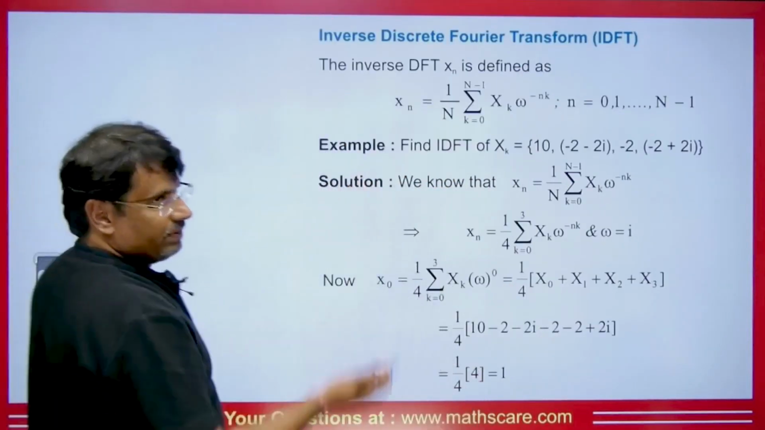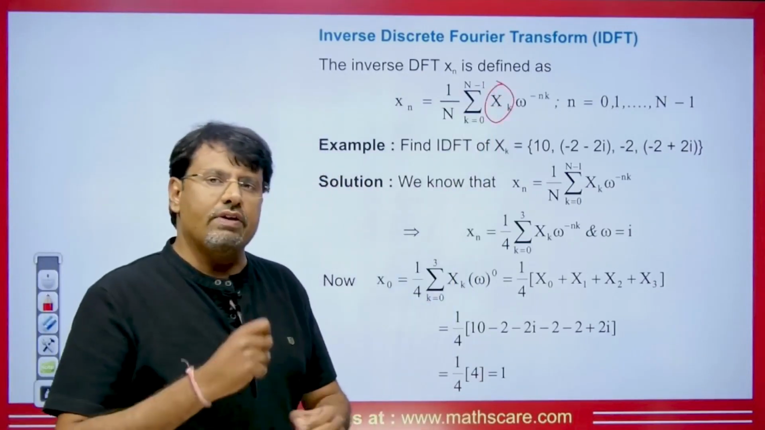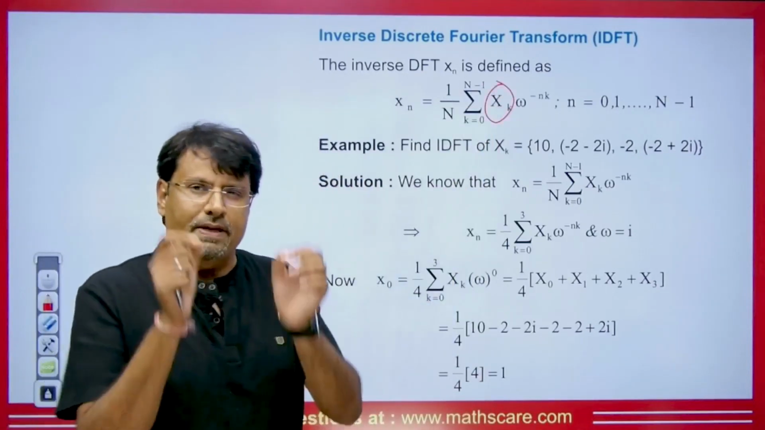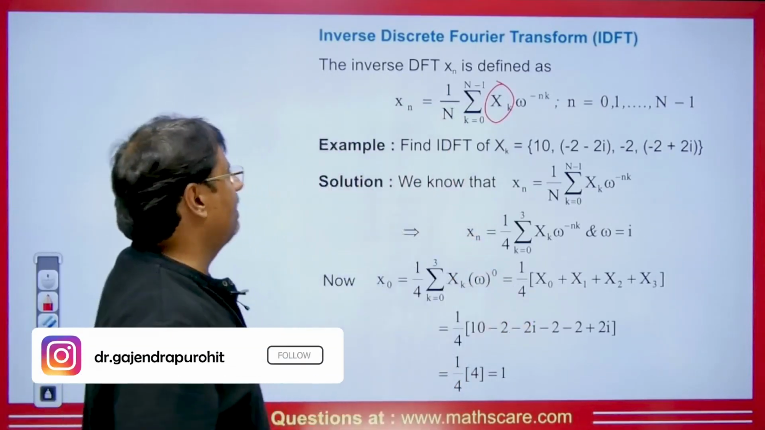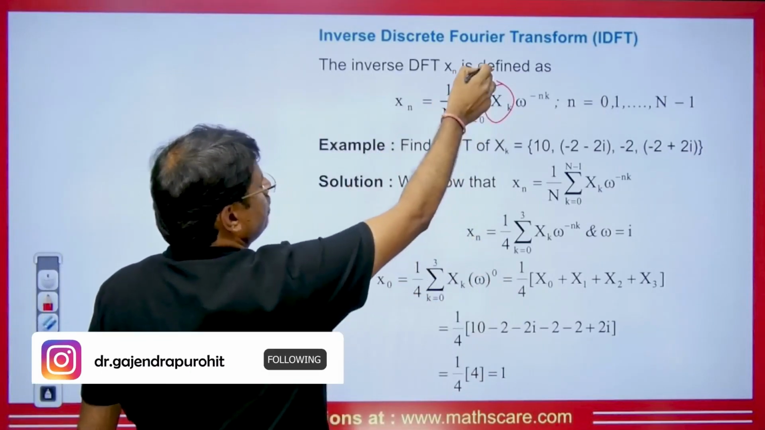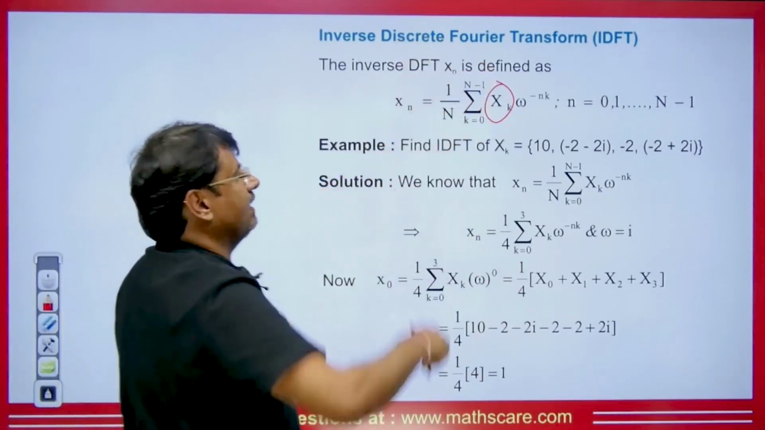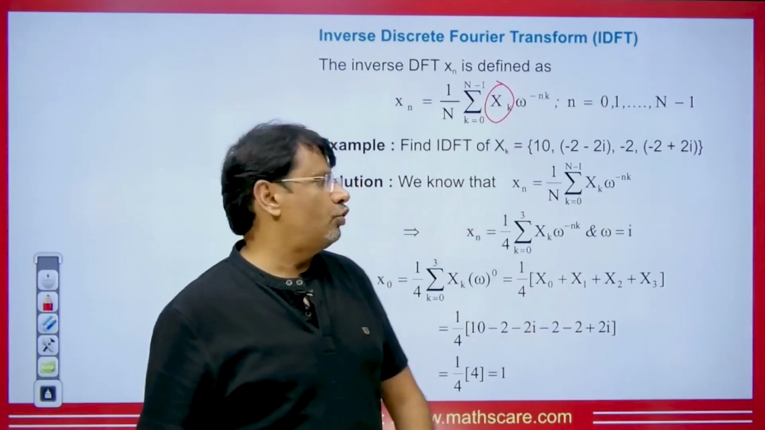Now let's discuss inverse discrete Fourier transform. I had told you at the beginning the formula: if we have the Xk sequence, how do we find its inverse discrete Fourier transform? We will get a complex number, and when we take its inverse, we will get a real sequence. Its formula is xn equals 1 upon N, summation k is equal to 0 to N minus 1 of Xk, omega to the power minus nk, where omega is the Nth root of unity.